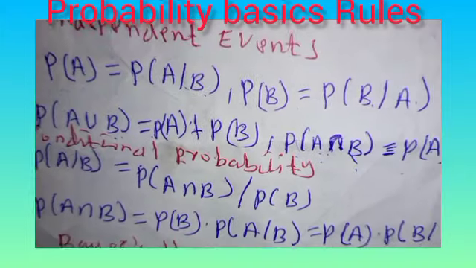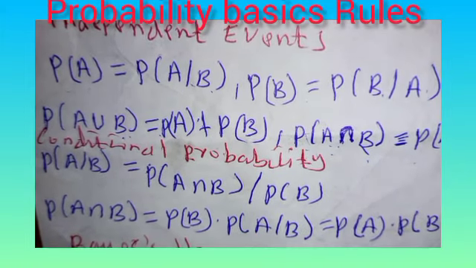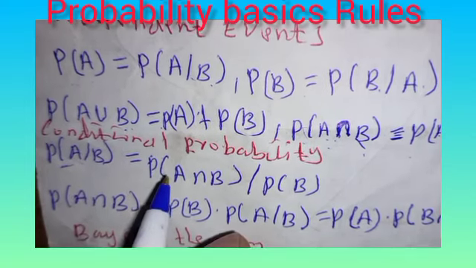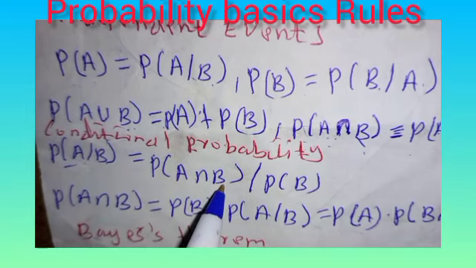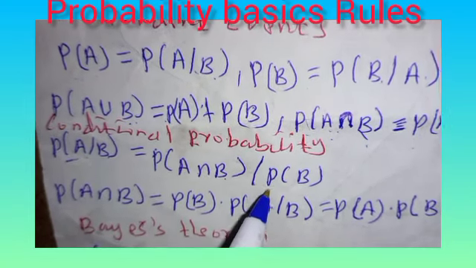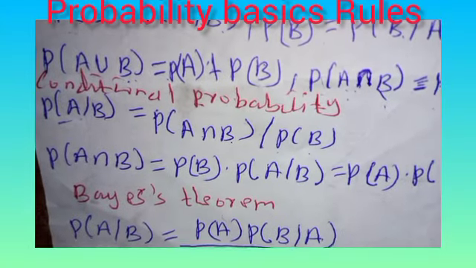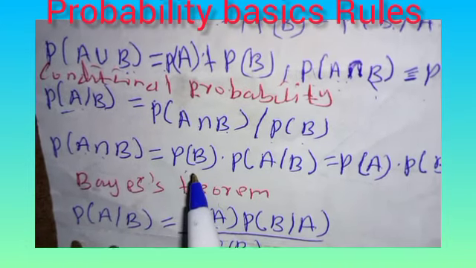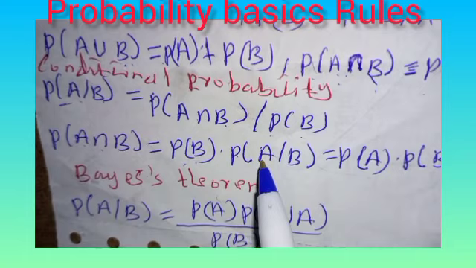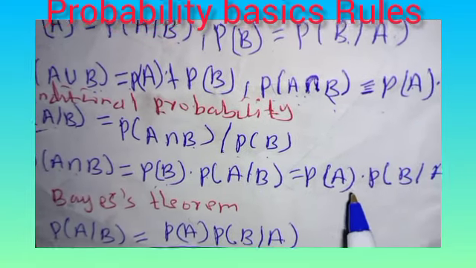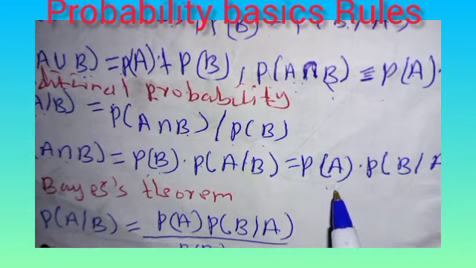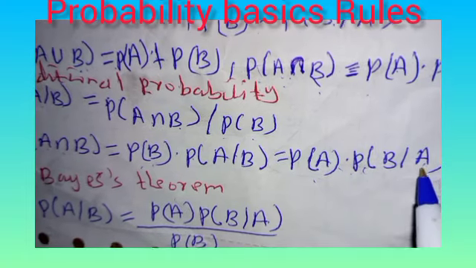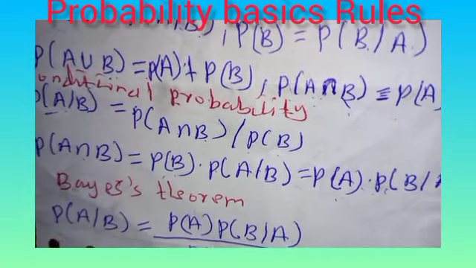Now let us look at what is called conditional probability. The probability of A given B is given by the probability of A intersection B divided by the probability of B. The probability of A intersection B is given by the probability of B multiplied by the probability of A given B, which is the same as the probability of A multiplied by the probability of B given A. So that is how we obtain the conditional probability.